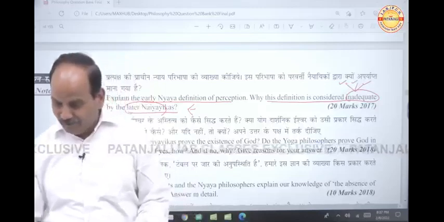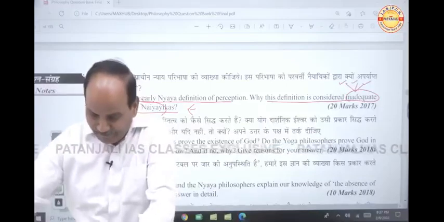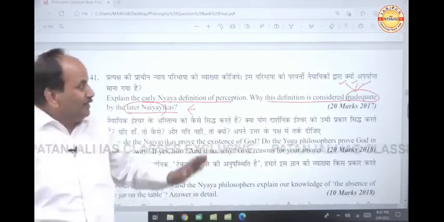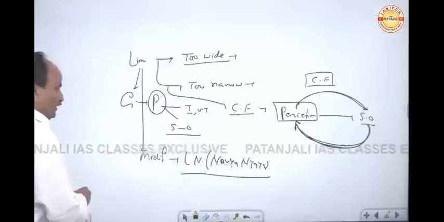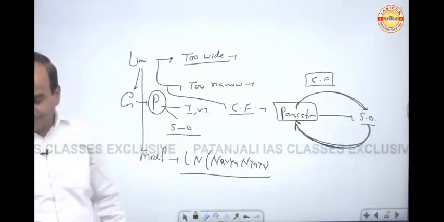Is it clear? पहले बोलो सारे लोग. Is it clear? Now we are going to write. We have written limitations: too wide, too narrow, circular fallacy. Now in which way it is going to be modified by them?